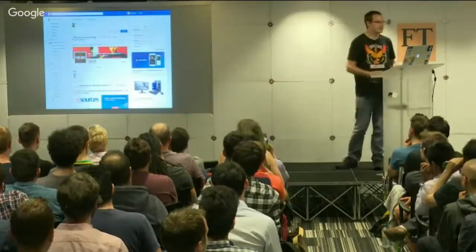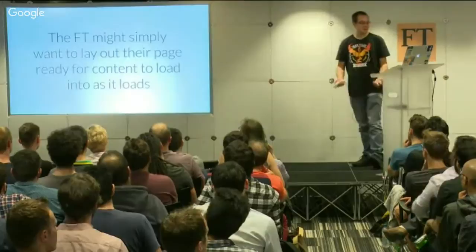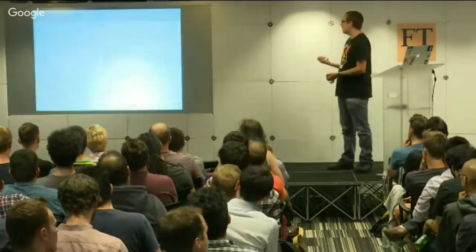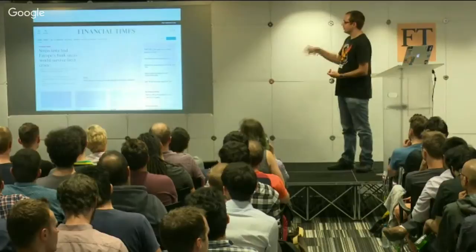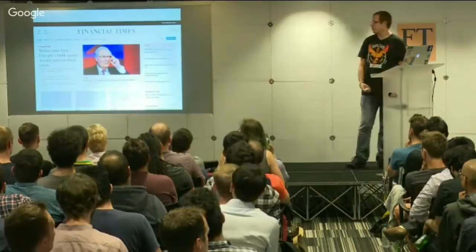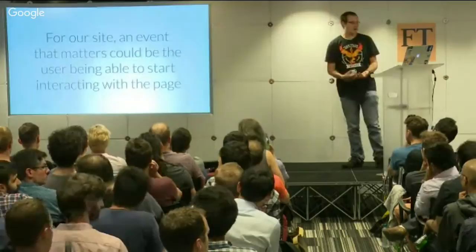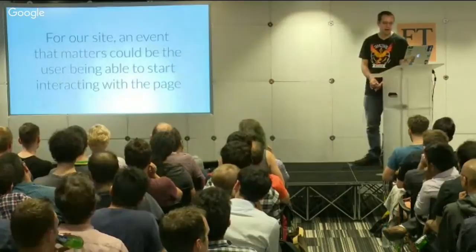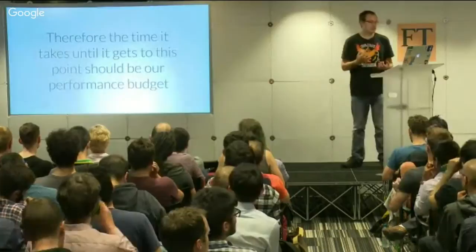And the Financial Times might want to lay out the page ready for content to load into as it loads. So this is the Financial Times. First, the page loads like this. It's like a frame. And then the content loads into it, your imagery and stuff, which is great, because then the user isn't getting an experience that jumps around. So we're going to look at an example. For our site, an event that matters could be being able to start interacting with the page. Therefore, we use this as the event we're targeting for our example performance budget. The time it takes to get to this point should be our performance budget.